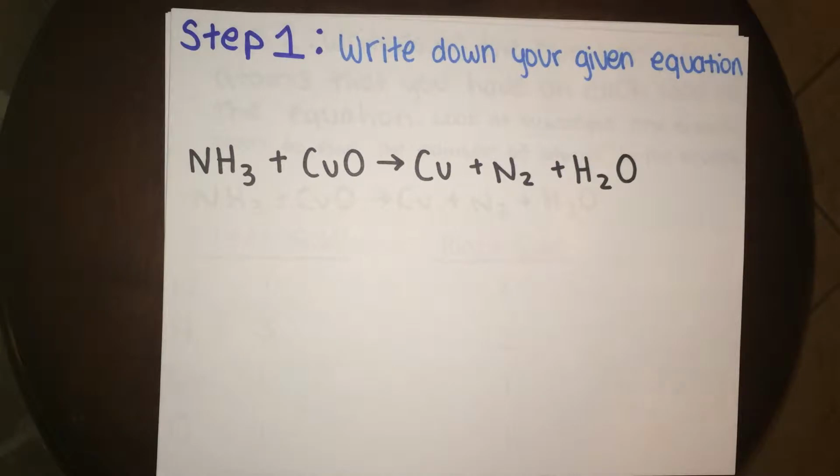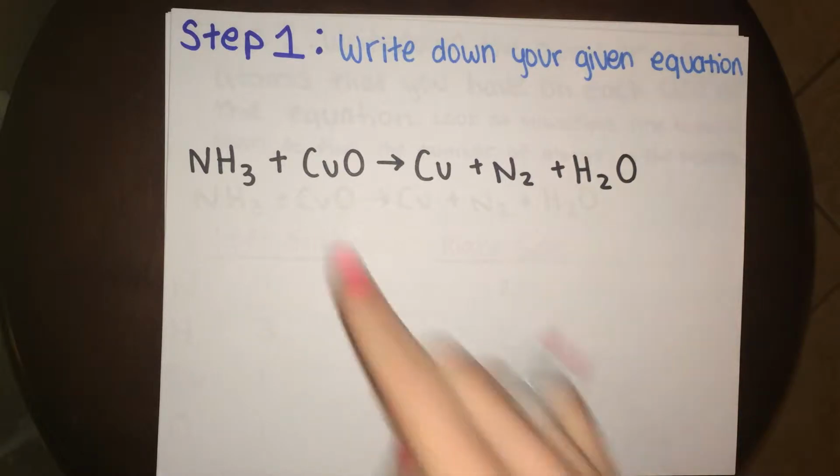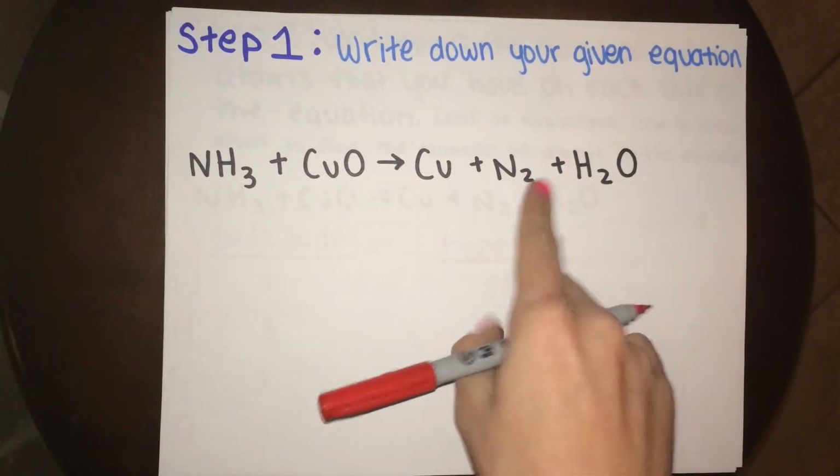When learning how to balance chemical equations, the first step is to write down the given equation. This given equation shows the reactants and how they yield the products.